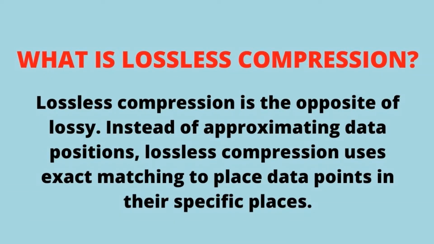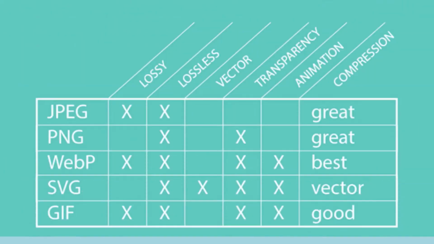So lossless compression is the opposite of lossy. Instead of approximate data positioning, lossless compression uses exact matching to place data points in their specific places. So in short, here you will see a comparative account of JPEG, PNG, WebP, SVG and GIF images, and it says that the best of all of these is the WebP image.